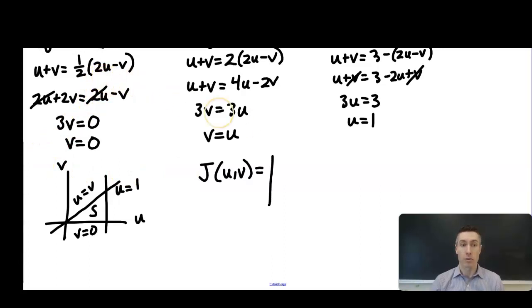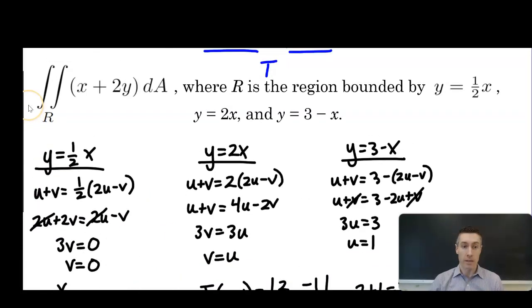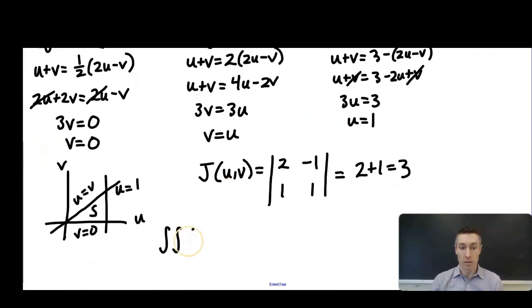So partial of x with respect to u is 2, partial of x with respect to v is -1, partial of y with respect to u is 1, partial of y with respect to v is also 1. So our Jacobian is 2 plus 1, which is 3. So now we can take all this information and set up our double integral. So we have the double integral of x plus 2y. So that's going to be x, 2u minus v, plus 2y, so 2u plus 2v, times the Jacobian.